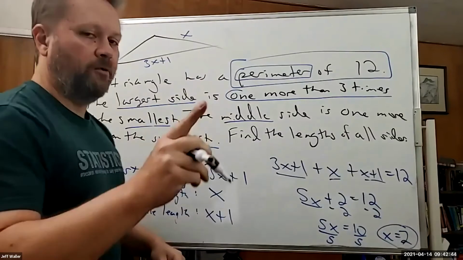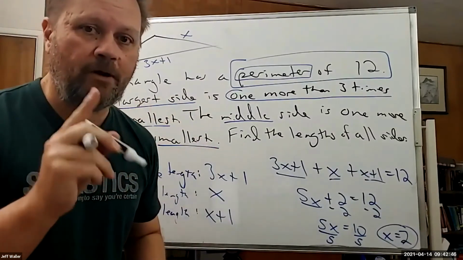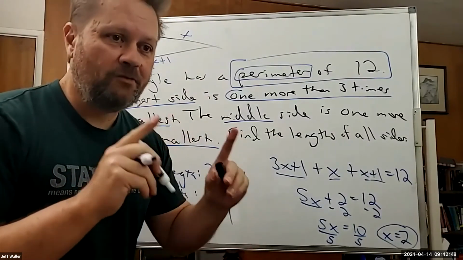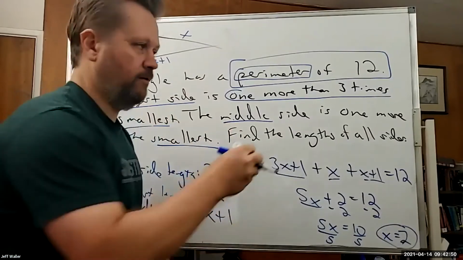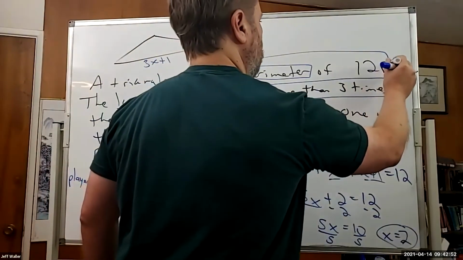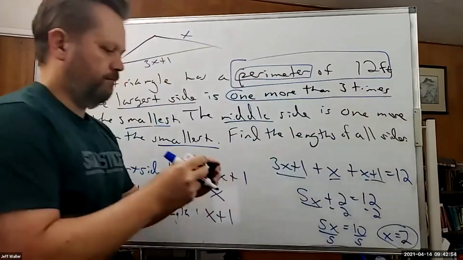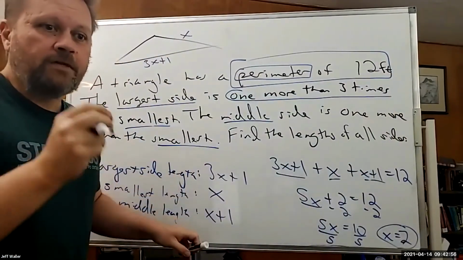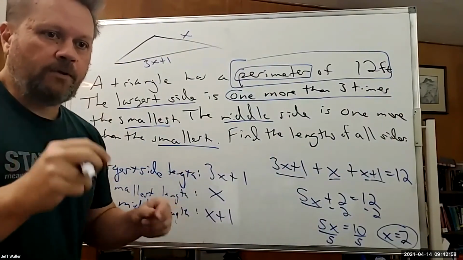All right, let me put one more thing in here because you know this is going to become a part of this. I should have put this in at the beginning. You ready? Make this 12 feet. You know there's going to be units. So if there are units in the problem, your answer has to have units.